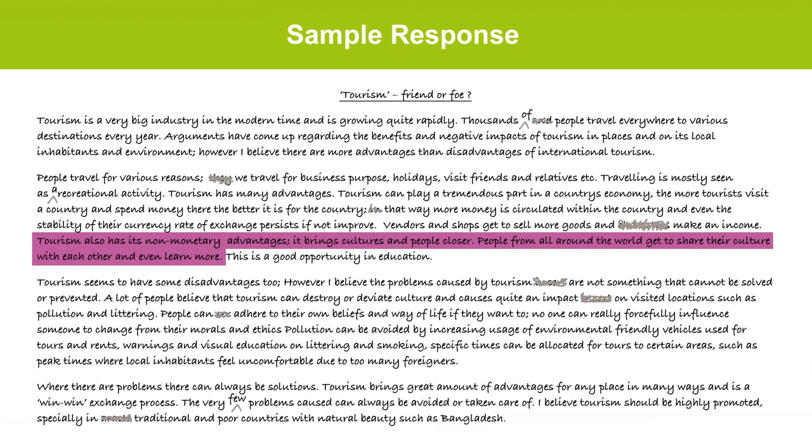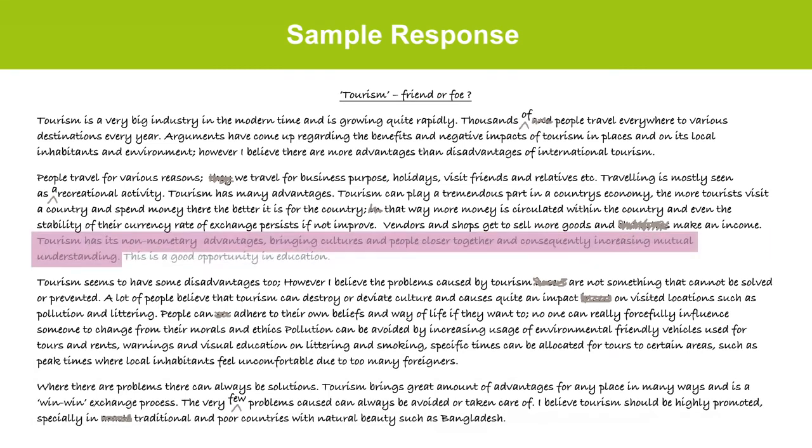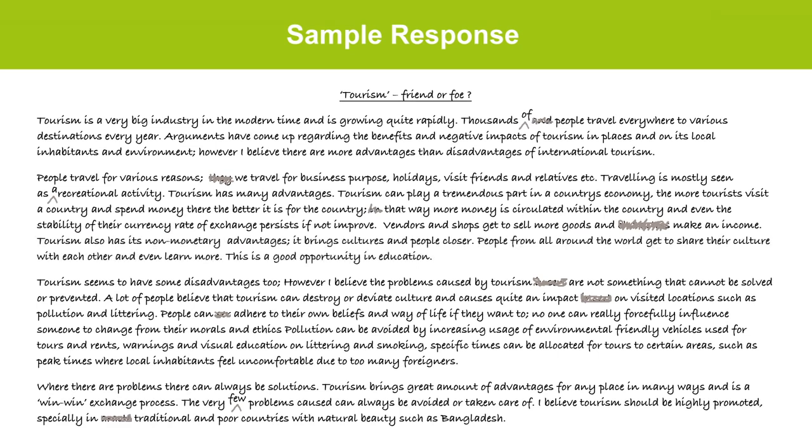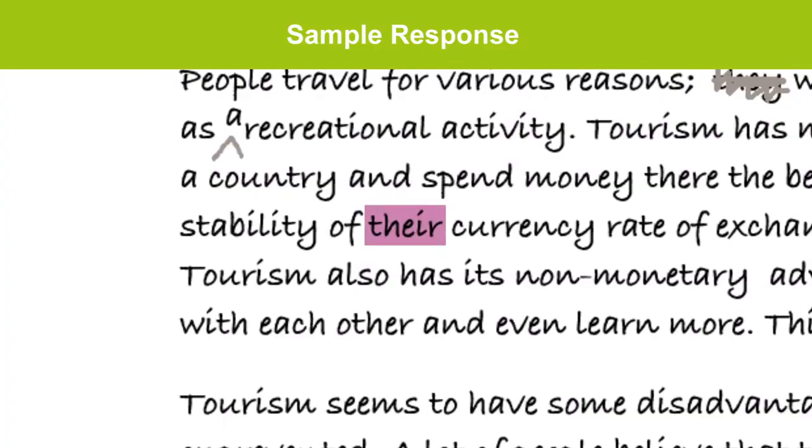For example, instead of repeating the words people and cultures here, perhaps a better way to say it would be, tourism has its non-monetary advantages, bringing cultures and people closer together and consequently increasing mutual understanding. There are also some mistakes in the use of reference words. For example, that way more money is circulated within the country, and even the stability of their currency rate of exchange persists if not improve. The currency rate refers back to the country, so it would have been better to say its currency rate.